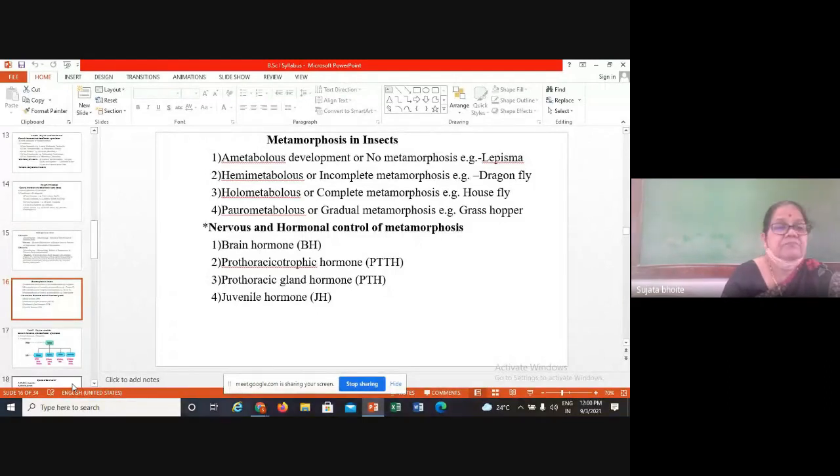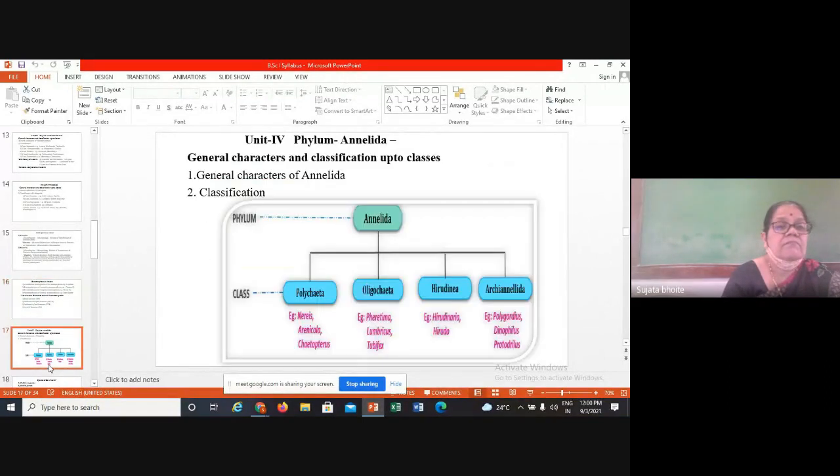Unit Annelida. General characters and classification up to classes. General characters of the Annelida. Second point is the classification. Phylum Annelida is divided into different classes.